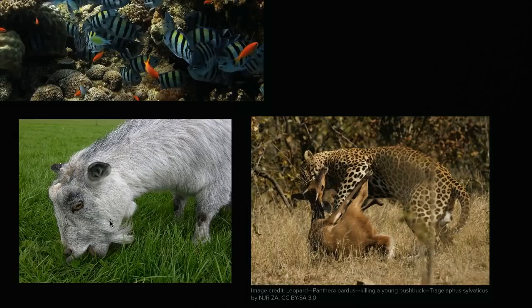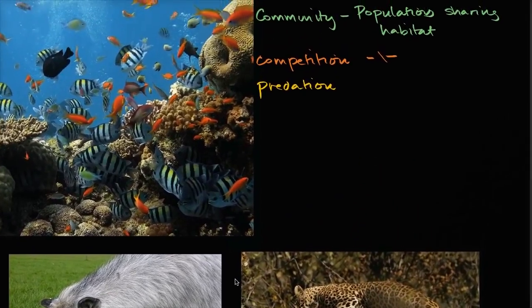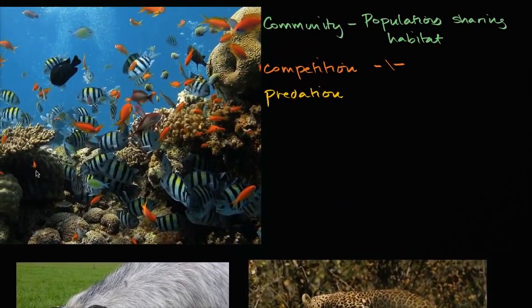But this is not the only form of predation. This picture here of the goat eating grass is also predation. It's not quite as bloody and as violent, but it is still predation because you have one species eating another species. In this case, the goat is eating the grass. And this specific type of predation is called herbivory. But it is a type of predation. So we could say predation slash herbivory, which is a special case of predation.